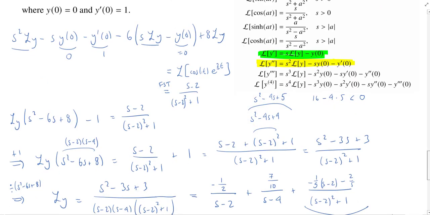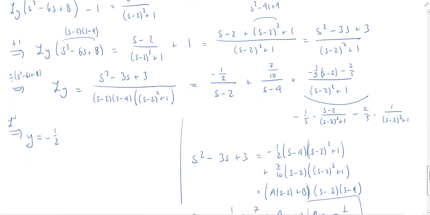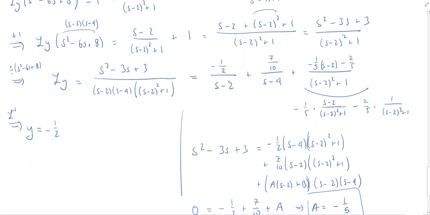Okay, well, what do we have? We have 1 over s minus 2. So this must be the Laplace transform of e to the 2t. So when we take the inverse Laplace transform, we'll just get e to the 2t. And similarly, for the second piece, we're going to get 7 over 10 times e to the, well, in this case, 4t.